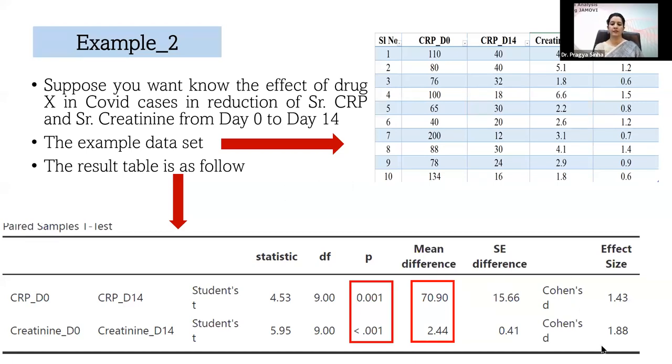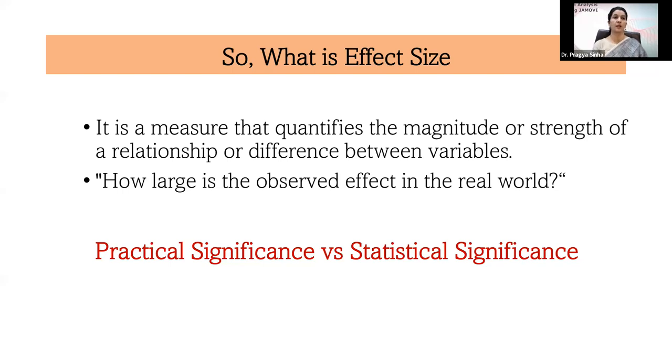So yes, you are right that effect size, since it is more in case of the creatinine, because it is 1.88, so we will say that it has got more practical applicability. So what is the effect size? Basically, it measures the magnitude or strength of a relationship or difference between the variables. I'm not going into the formula of effect size, but you have to see how large the difference is observed in the real world. That means the practical significance, and many of us also call it clinical applicability.